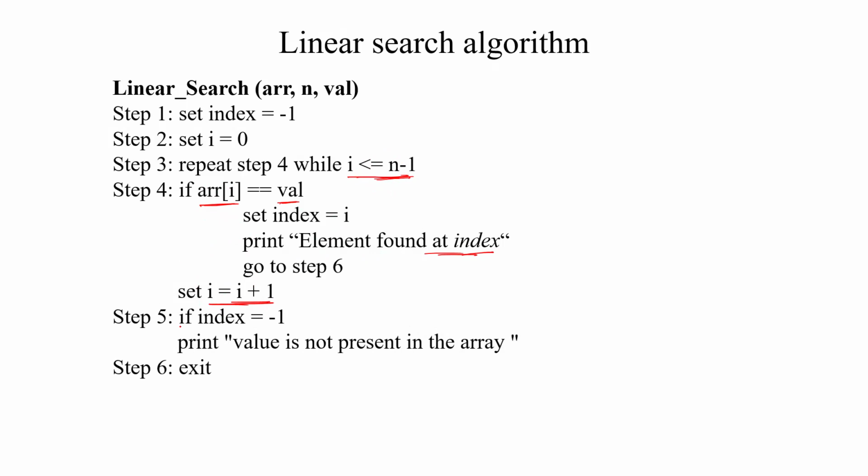Step number 5. If index is equal to -1. So index equal to -1 means the condition was never satisfied. If this condition is not satisfied, then we can say that the element is not found. So in this case, the index value will remain -1, as we set at the start of the algorithm. So we will print that the value is not present in the array. And finally, step number 6 is exit. So this is the linear search algorithm.